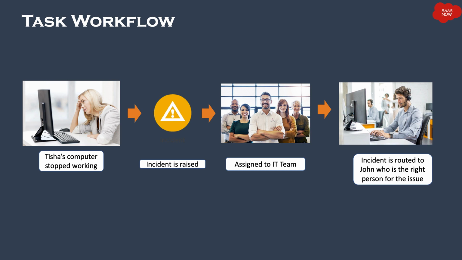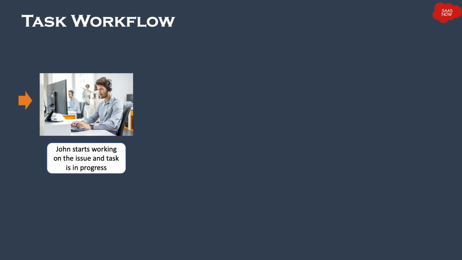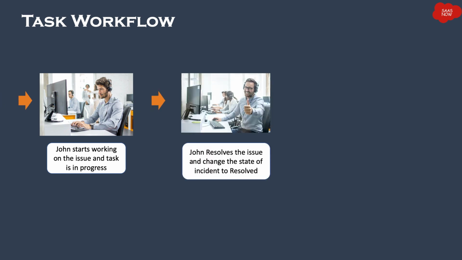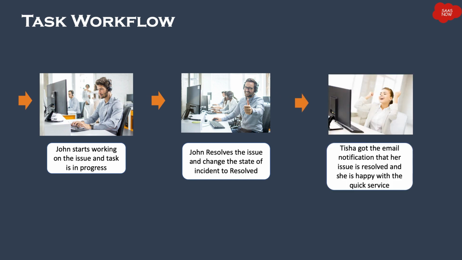So that was one of the issues which John basically resolved. John started working on the issue and got the reason for the issue. So that means he tried to troubleshoot the issue and he finally got what exactly the problem was. He resolved the issue of Tisha by taking the remote of her computer, and finally the issue was resolved successfully. He changed the state of the incident to resolved in ServiceNow system. And finally, Tisha got an email from ServiceNow that her issue got resolved. And she was very happy with the kind of service she got. So this is what task management is about, so that you can track the progress of any work assigned to any individual or teams.